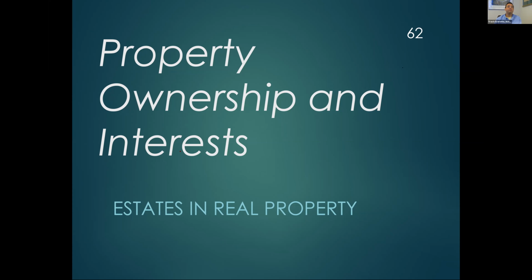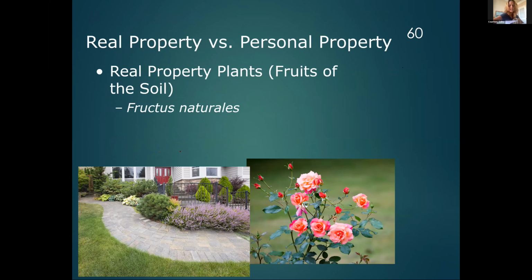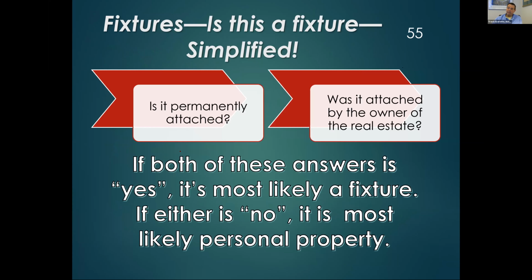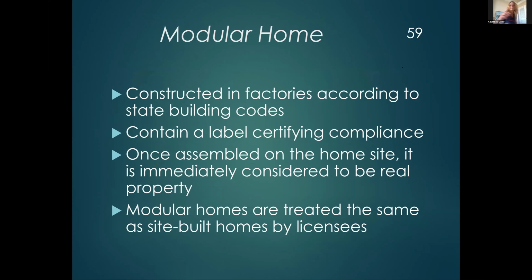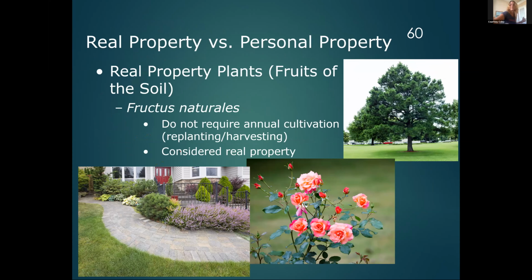Okay, Courtney. You said there were two questions we had to know for the test? You were talking about deciding if something's a fixture? What were the two questions again, if you don't mind? They are right there on your screen right now. Oh, hold on. Is it permanently attached, and was it attached by the owner of the property? Those are the questions you need to ask yourself if you're trying to determine if something's a fixture. Okay, I just didn't know if I heard correctly. No problem. Yep, thank you.